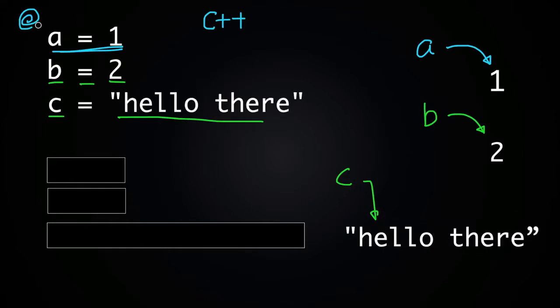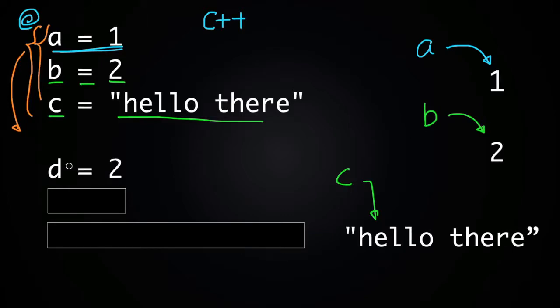Once you master that basic concept, you'll be able to move on to a slightly more advanced topic. Let's say you run these lines of code, and then you want to run more code. For example, d equals 2. Then what happens is the variable d, of course, refers to the value 2, which the variable b also refers to.